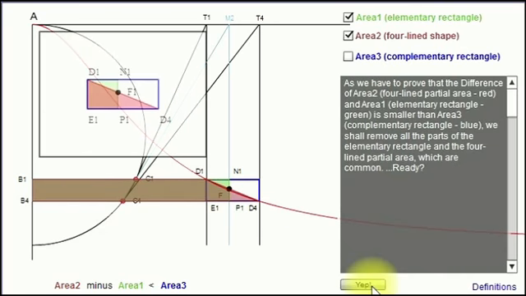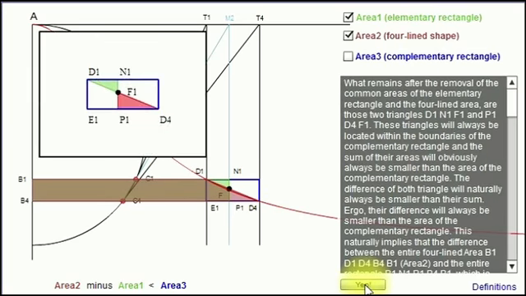And now let's have a look at the relationship within the complementary rectangle. There you see that it encapsulates a part of the elementary rectangle and a part of the quadrilinear figure. Both of these areas overlap in a certain region, which is this one between D1, F1, P1, E1. Therefore this part cancels itself out when you look at the difference between those two areas.